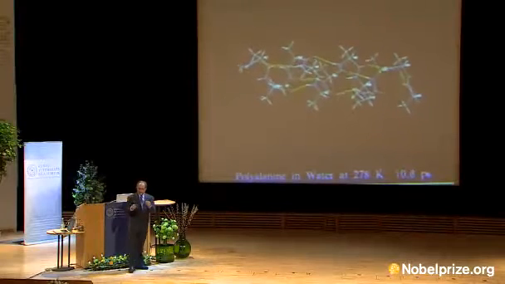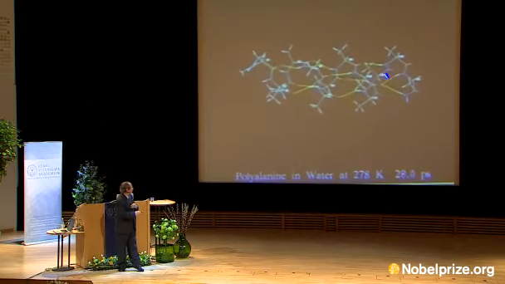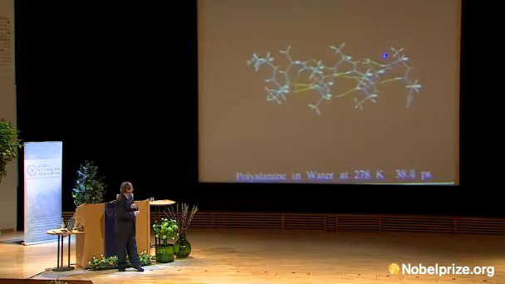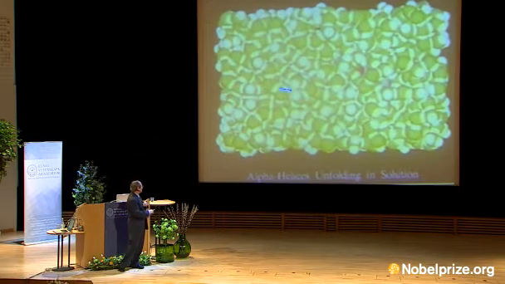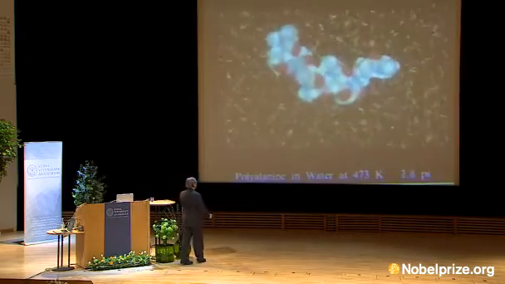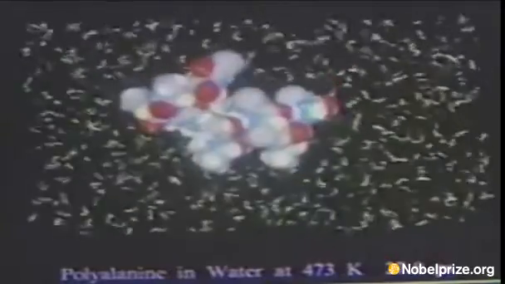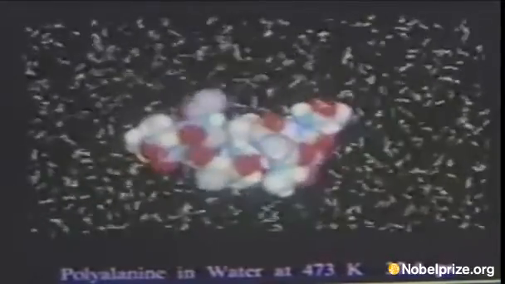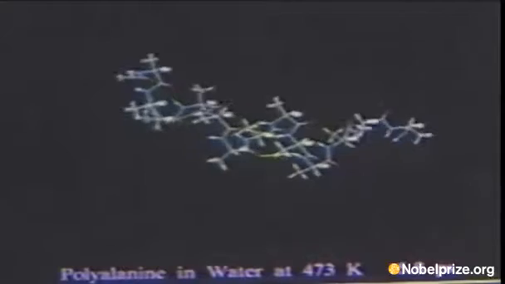The water is there for the calculation, but it makes it really hard to see what's going on. There are hydrogen bonds making and breaking, and so on. We're now going to see the structure at high temperature. So this is at high temperature, 473 Kelvin, which is 100 degrees centigrade, and the molecule very quickly unfolds, as it should. Just the same thing again.